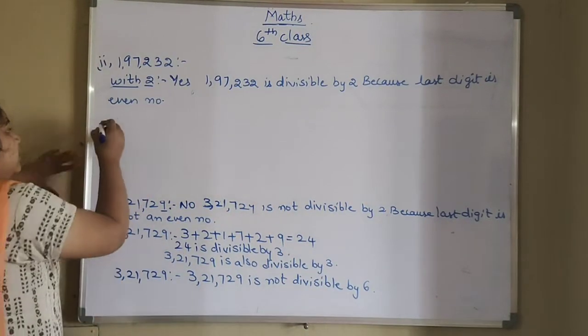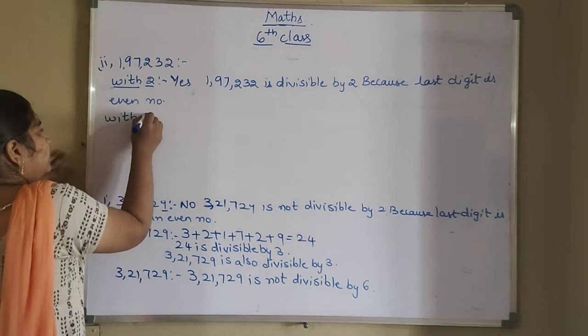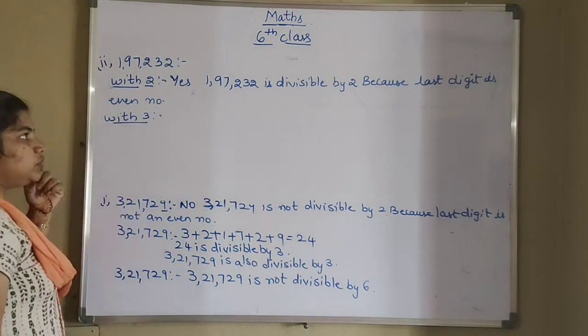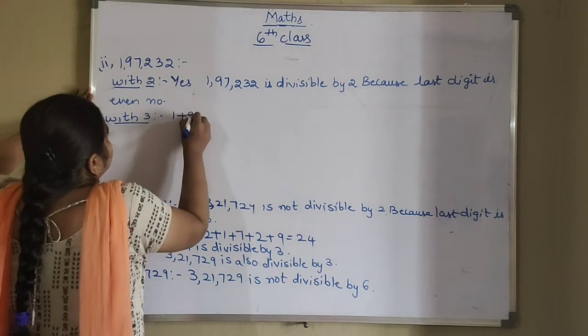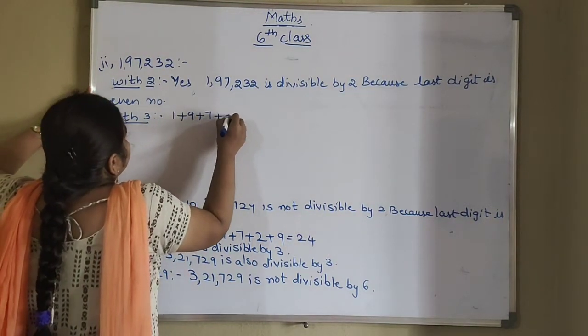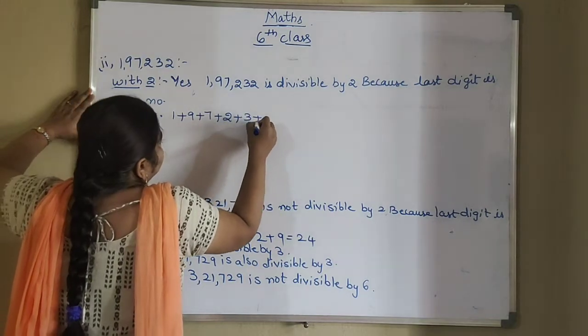Now it is divisible. Now coming to divisibility with 3. What is the divisibility rule of 3? The sum of all numbers should be divisible by 3. Add all the values. 1 plus 9 plus 7 plus 2 plus 3 plus 2.